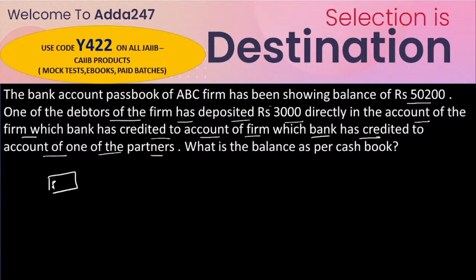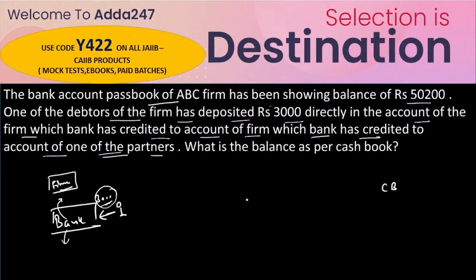That means if I'm saying that this is a firm, and this is a bank, and one of the debtors went to the bank and deposited 3,000 rupees. So instead of posting this 3,000 rupees in the firm account, the bank by mistake deposited it in one of the partners' account. Okay, so what I told, that if the passbook of the firm is given, we write here cash book, and after that cash book and passbook, and this 50,200 would be written under this cash book.